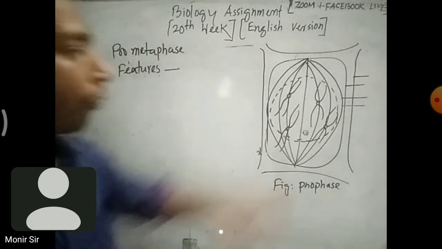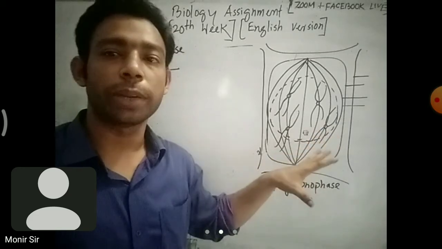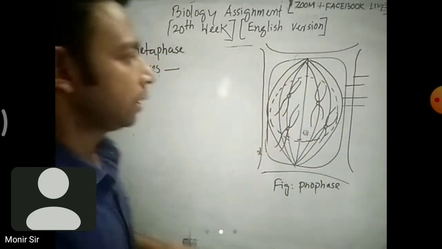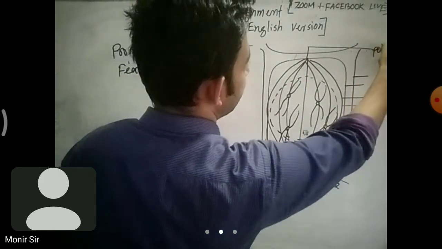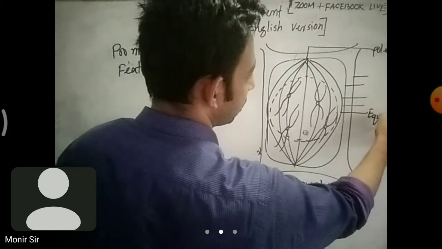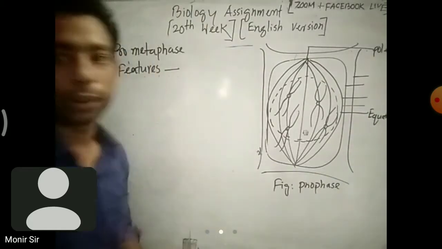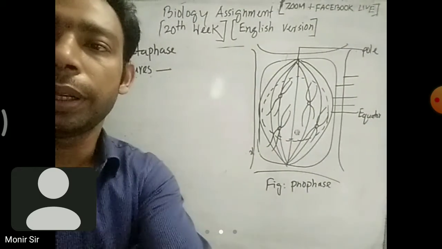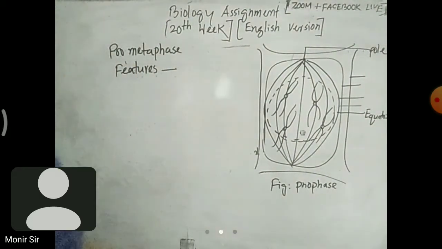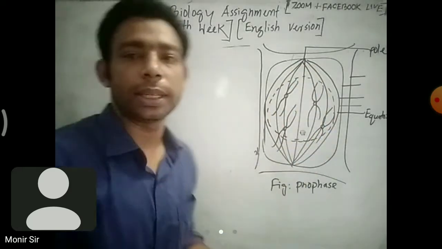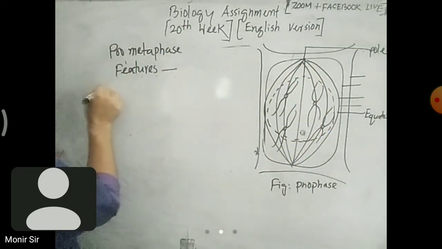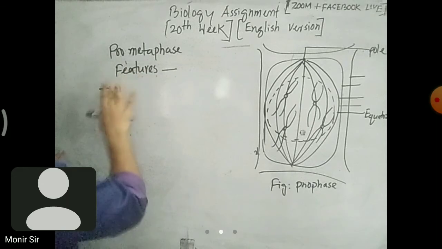We didn't see in the prophase this structure, but now we have seen a different structure. You must mention that one. This one is the pole, and the equator region, you can write in there. This is the equator, pole and equator. So this is known as the spindle apparatus. This structure we have seen in there.